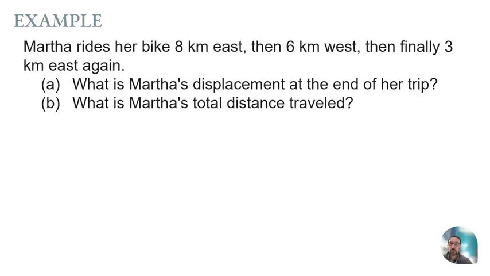Okay, let's work through an example. Martha rides her bike 8 kilometers east, then 6 kilometers west, back the other direction, then finally 3 kilometers east again. Two parts to this question. What is Martha's displacement at the end of her trip? And what is Martha's total distance traveled?